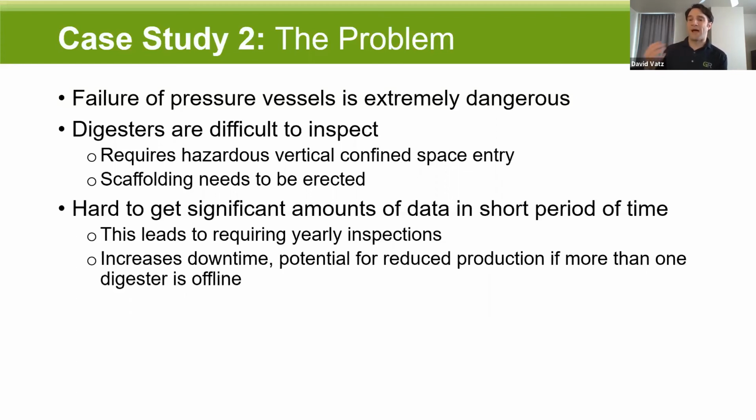Batch digesters in particular require vertical confined space entry. They require umbrella scaffold, and you have to put people in them for longer periods of time. It's also difficult to get a lot of data in the short period you have them down, because you have to take those readings manually and set up the scaffolding. This increased downtime could lead to problems for the mill, such as reduced production if the digester is offline for a long period of time.